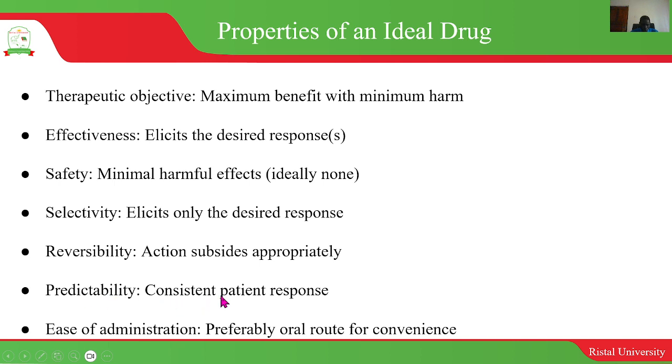Predictability. So we need consistent patient response. We need to be able to predict what happens in the person once he is being observed on this particular drug. It should be a predictable pattern, not that we treat one patient with the same drug and get a different response, and another patient gets a different response. That means we may not be able to understand this particular drug, and it makes us worry. It may not be reliable and predictable.